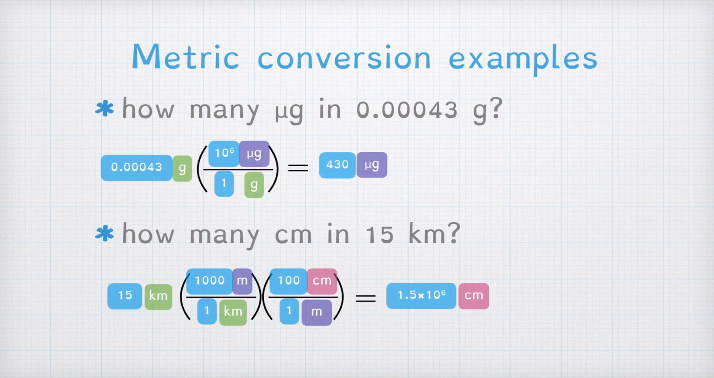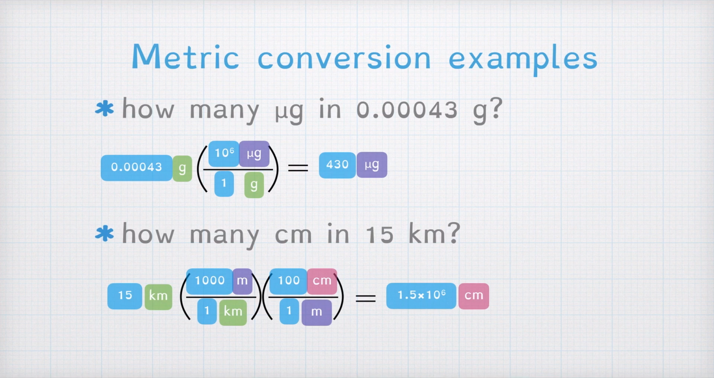Here are a couple examples of doing metric conversions. The first one asks, how many micrograms are in 0.00043 grams? We'll start with the number where the unit is not a fraction, in this case, the number of grams. And then you would put grams on the bottom of the fraction and micrograms on the top.